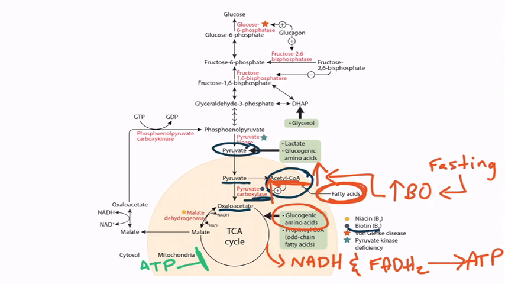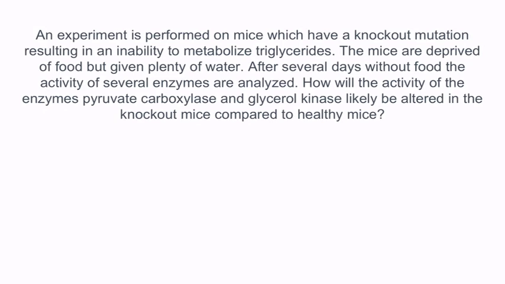Okay, let's do a question. An experiment is performed on mice which have a knockout mutation resulting in an inability to metabolize triglycerides. The mice are deprived of food but given plenty of water. After several days without food, the activity of several enzymes are analyzed. How will the activity of the enzymes pyruvate carboxylase and glycerol kinase likely be altered in the knockout mice compared to healthy mice?